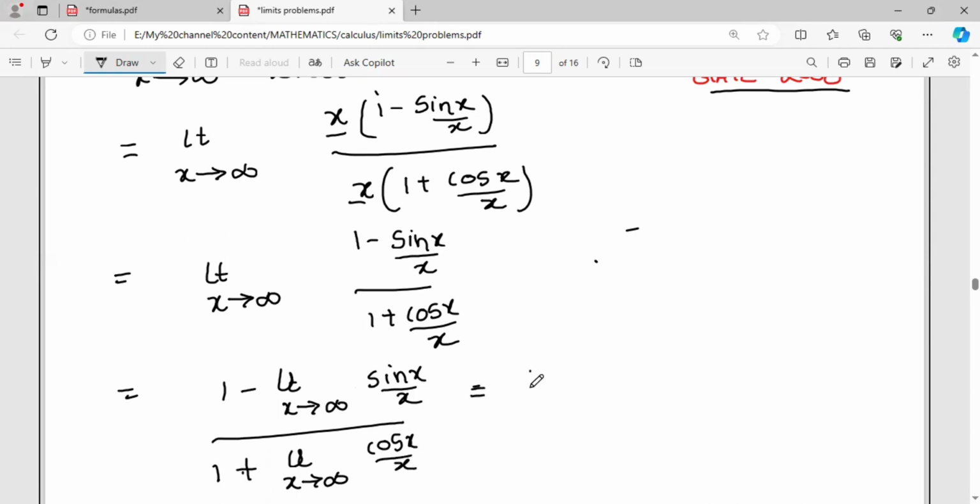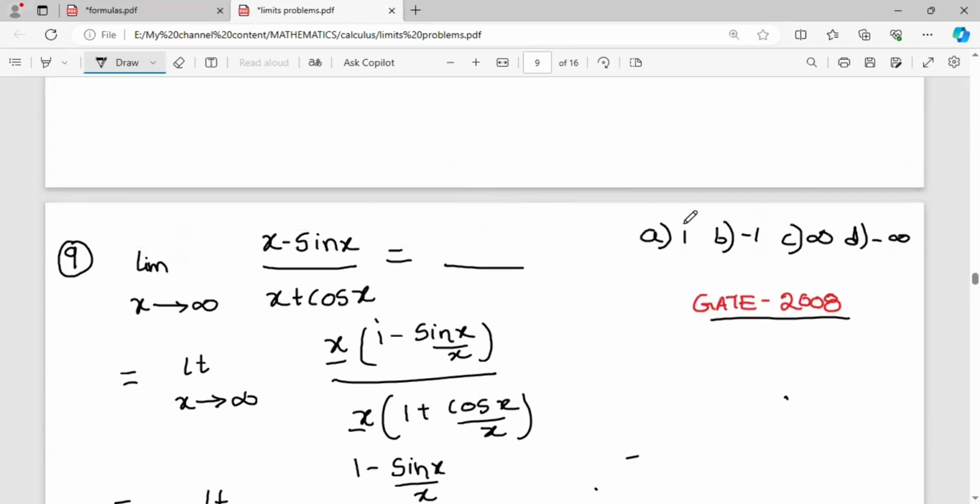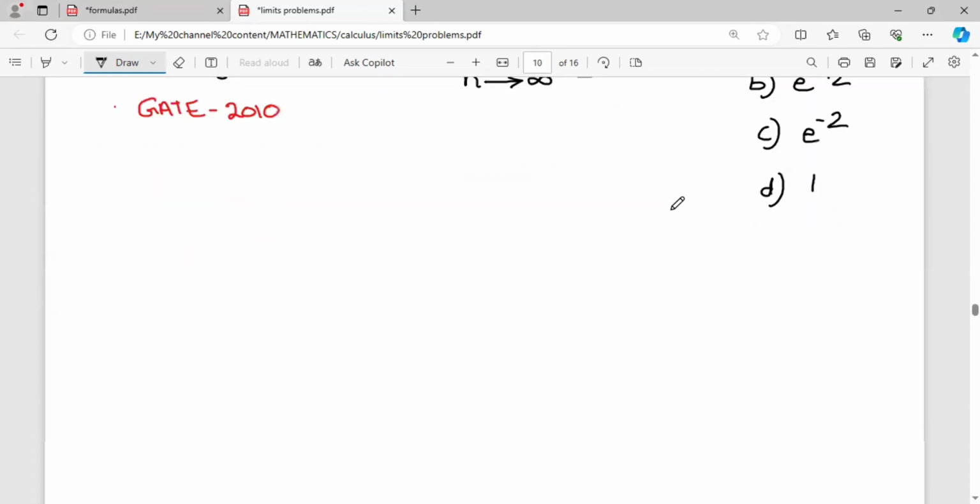From this we can write limit of sin x by x is nothing but 0. Next, 1 plus limit x tends to infinity cos x by x is nothing but 0. So then 1 by 1, the answer is 1. So this is the solution. So the answer is 1. Now, next one more problem.